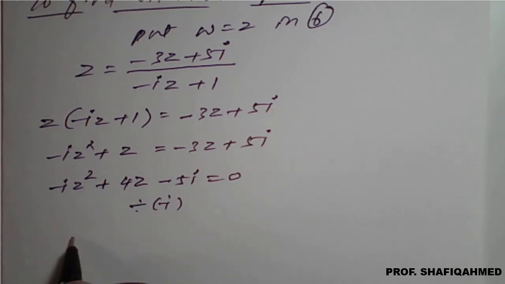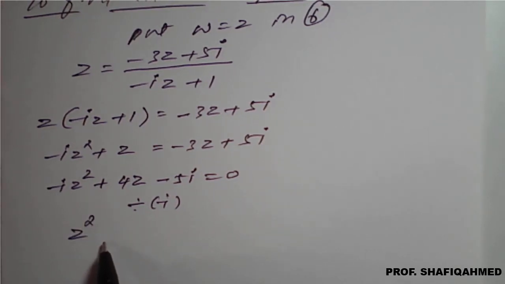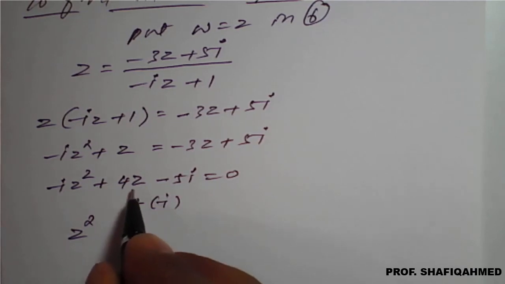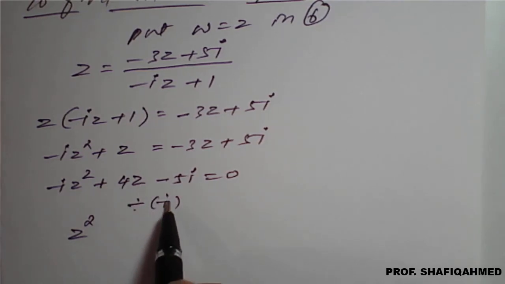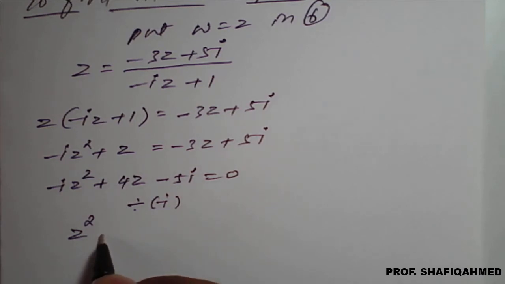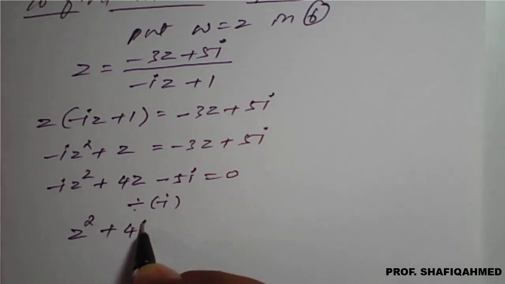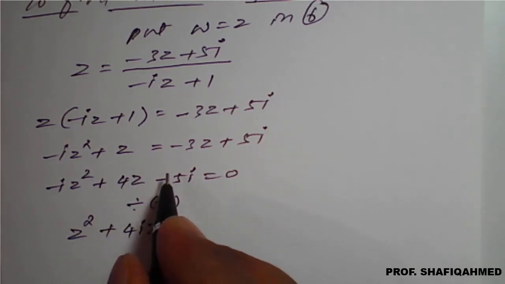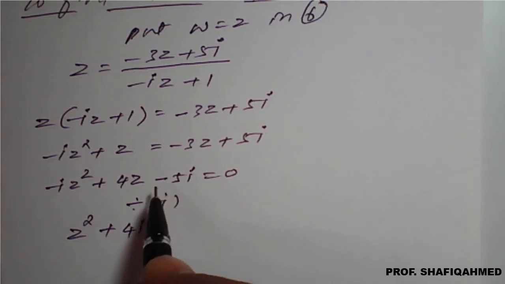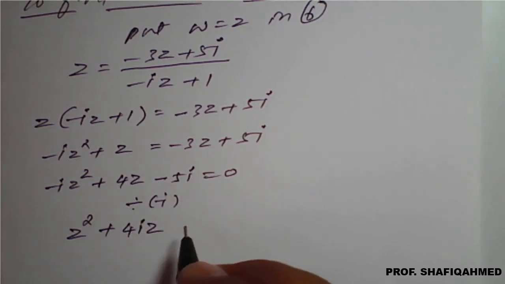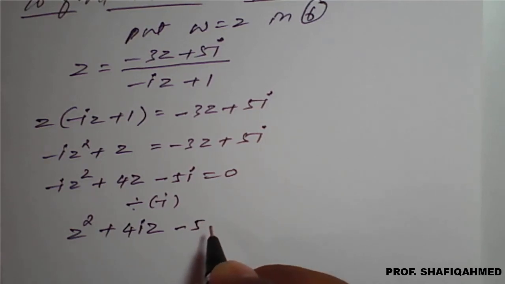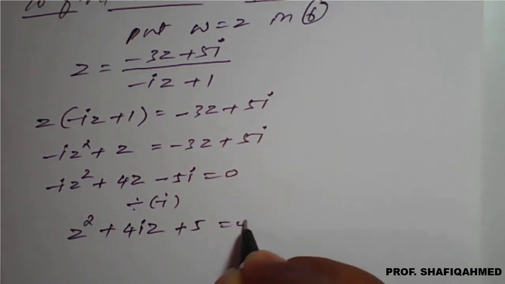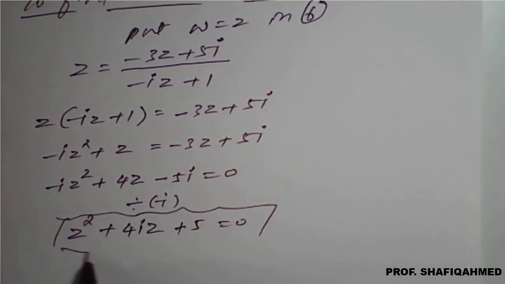So what happens here, it will become z square, then 4z divided by -i, but 1 upon i is nothing but -i, so after rearrangement, 4z divided by -i will become plus 4iz, because minus and minus become plus. Then minus 5 will become 0. Plus 5 equal to 0. So we got this quadratic equation.